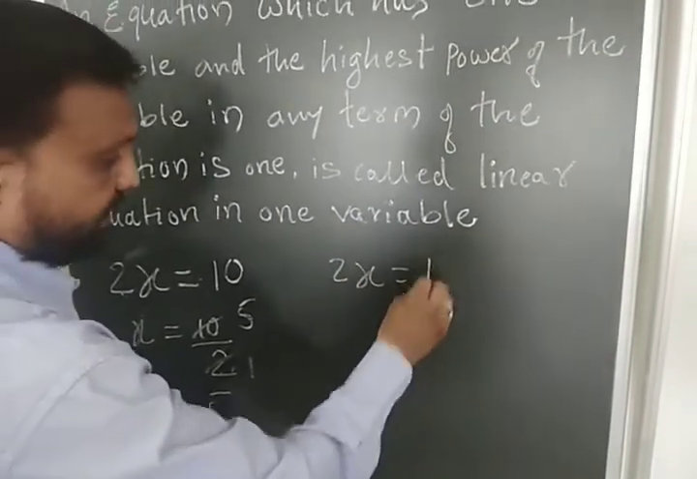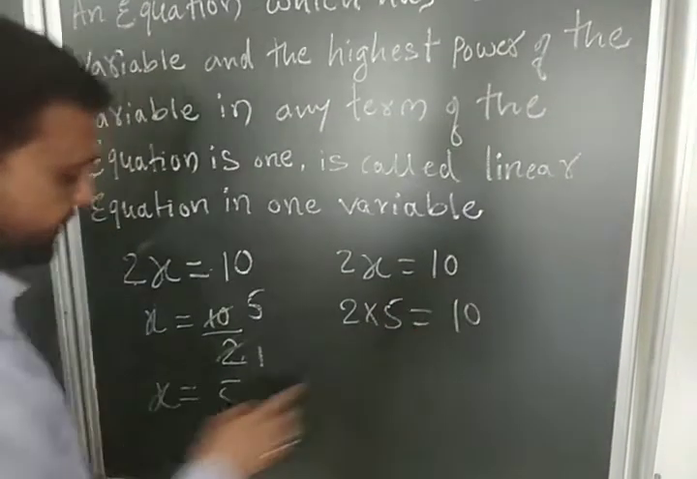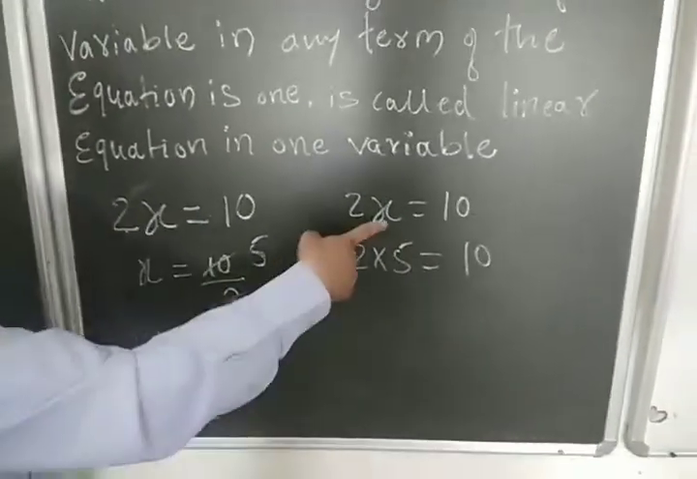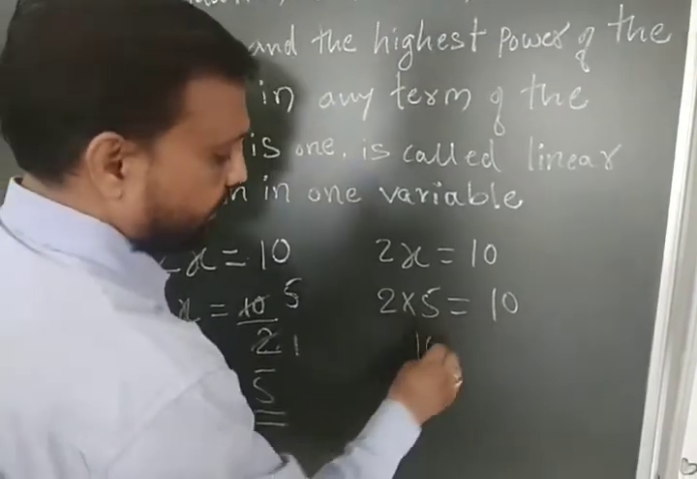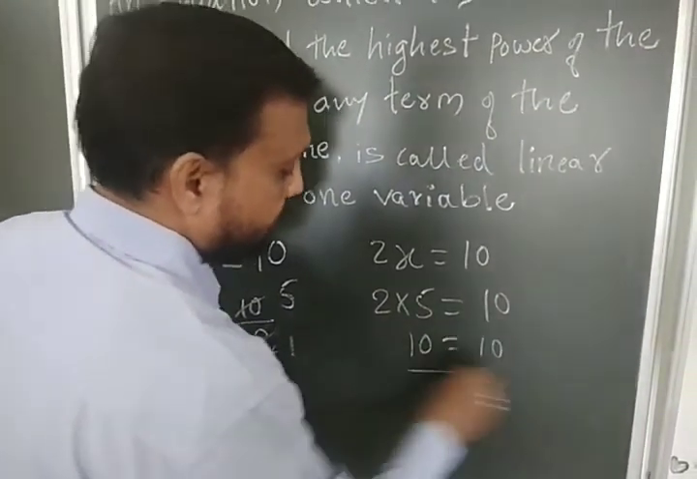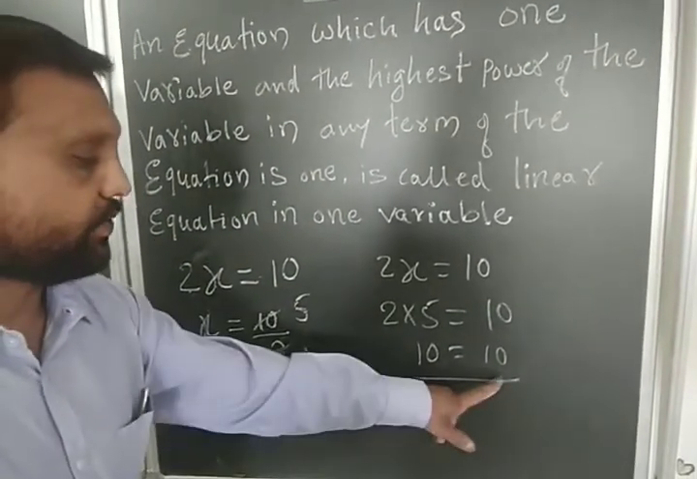2x is equal to 10. 2 multiplied by 5 is equal to 10 because we substitute the value of x here as 5. So in the place of x is 5. So 2 multiplied by 5 is equal to 10 and 10 is equal to 10. So here we solved the equation. RHS is equal to LHS. Left hand side is equal to right hand side.